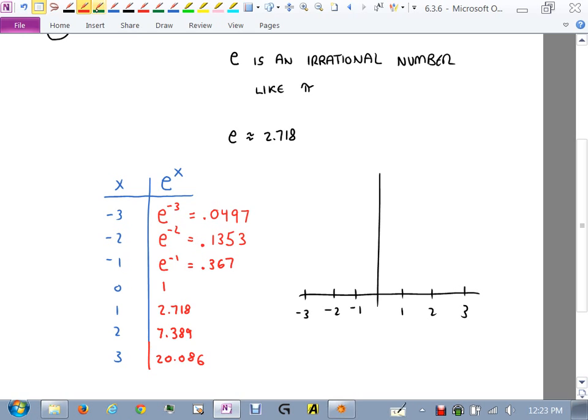And then you plot these points. So when I plot this, look, what's the largest y value I'm going to have? What's the largest y value, not x? The largest y. 20. So I'm going to put out here, let's say this is 20, right?